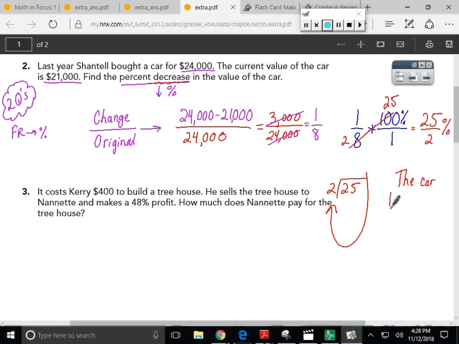The car depreciated. That means that it decreased. I don't know if depreciated has 2 P's. Depreciated, I think I'm okay. By blank percent. And maybe you don't use the word depreciated. Maybe you write the car's value decreased by a certain amount.